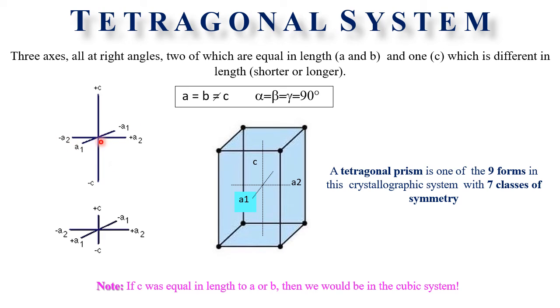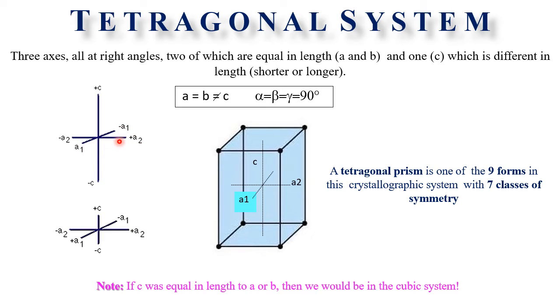So here we have these 2 axes of equal length, and the third axis is of unequal length, and the angle between them is 90 degrees. So alpha, beta, and gamma all are equal to 90 degrees. The 2 equal horizontal axes have the same value, so they are interchangeable. They are both denoted by the letter A.